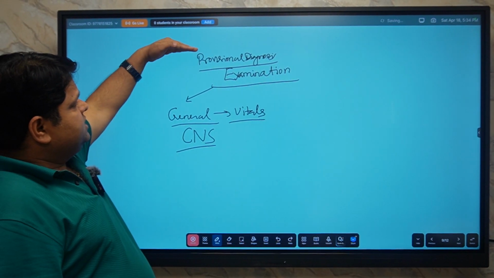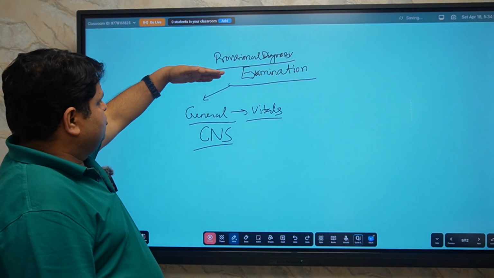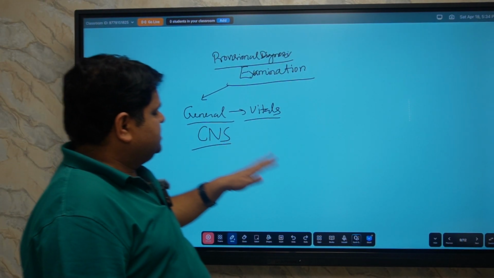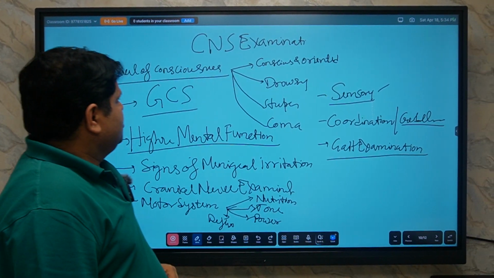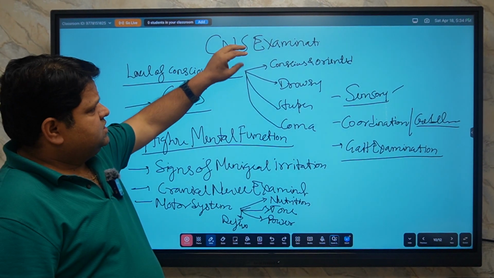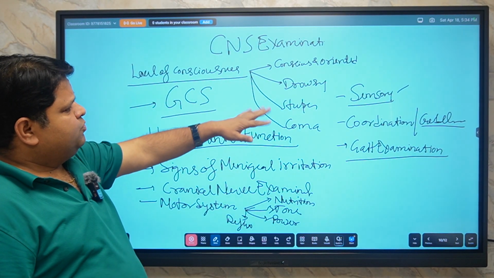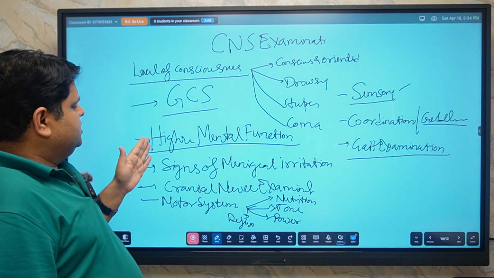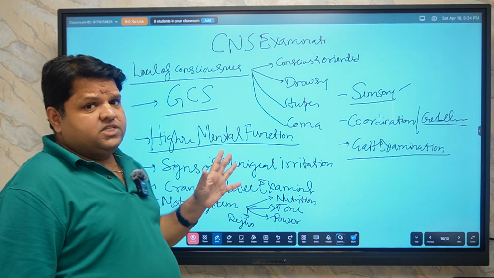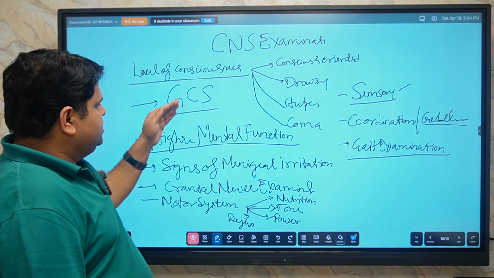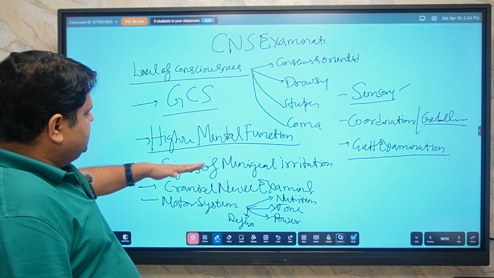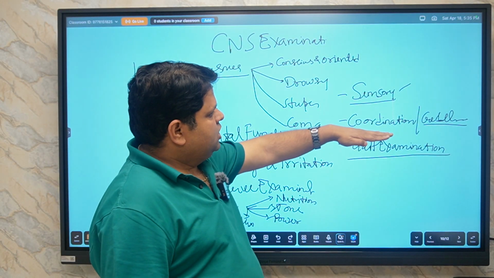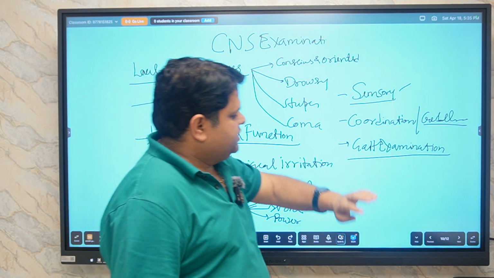Then we reach the provisional diagnosis after history taking. Then we go for the examination, in which in general examination we see the vitals and other points of the general exam. Then the CNS examination, in which first is level of consciousness: patient is conscious, oriented, drowsy, stupor, coma. What is GCS? For GCS, higher mental function and clinical examination, you may see my full detailed videos on these points. So higher mental function, signs of meningeal irritation, cranial nerve examination, motor system examination, sensory system examination, coordination and cerebellar system examination, gait examination.